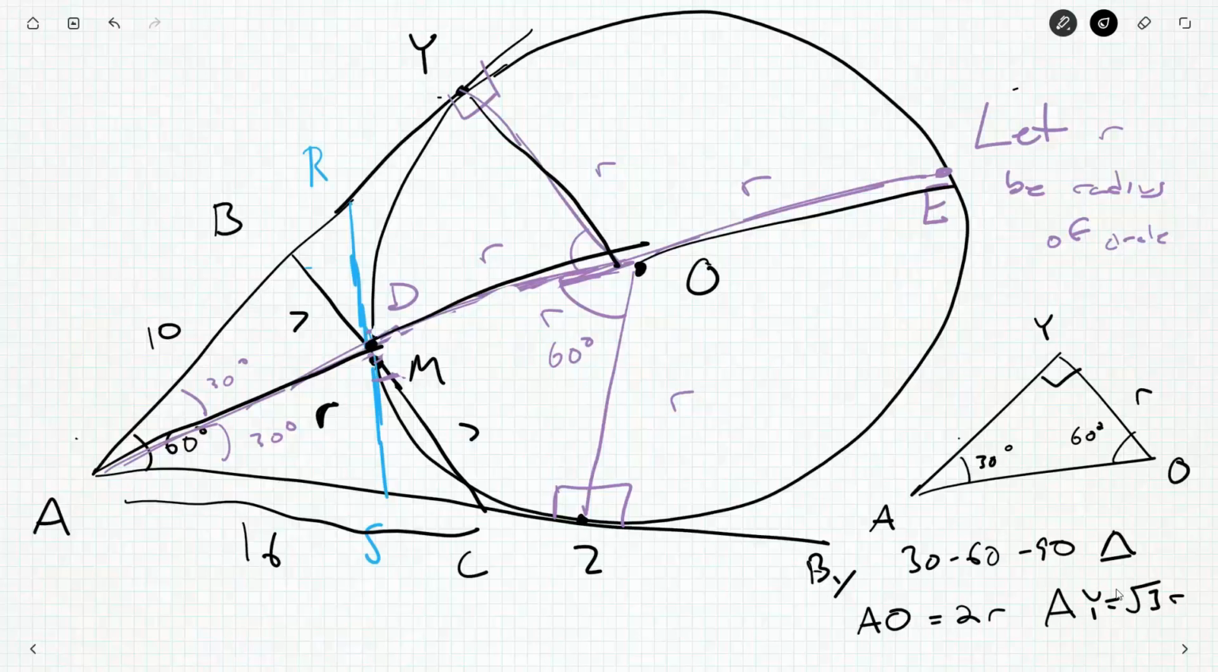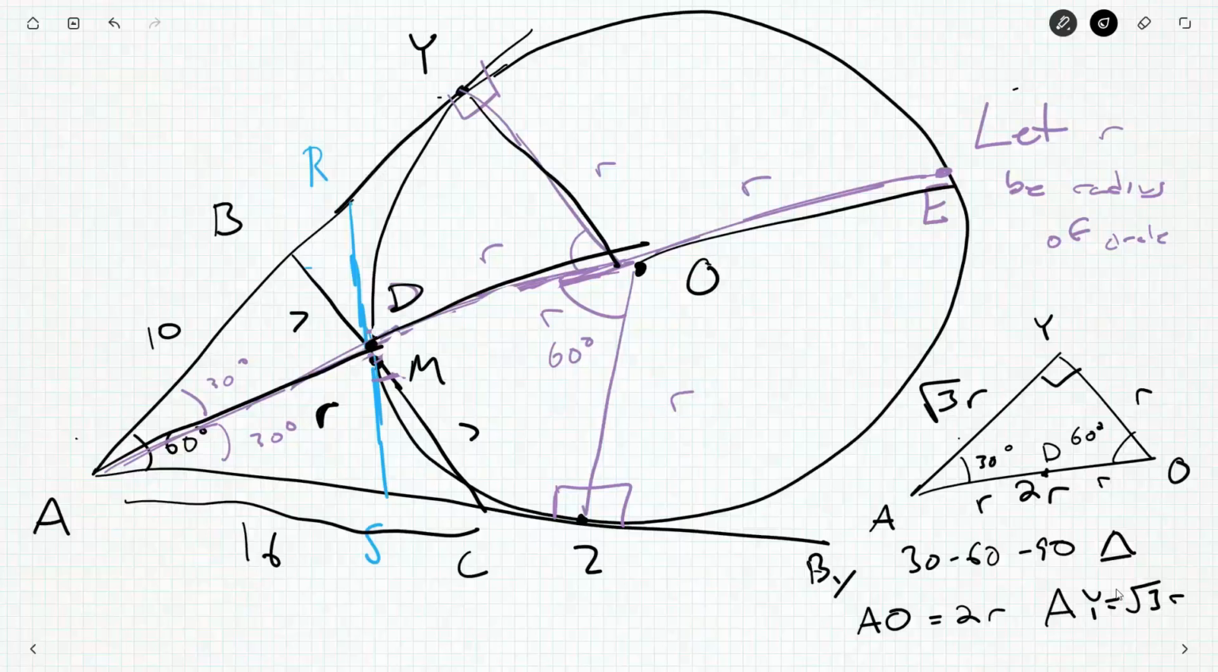You could also do this with some more trigonometry. But we got this point D on here, and DO is R. So AD is R. Well, we got root 3 R. So as long as I can figure out R, I'm all set. And the perimeter is 2AY, which is 2 root 3 R. So now I just need to figure out the radius of this circle. That's our brand new challenge here.